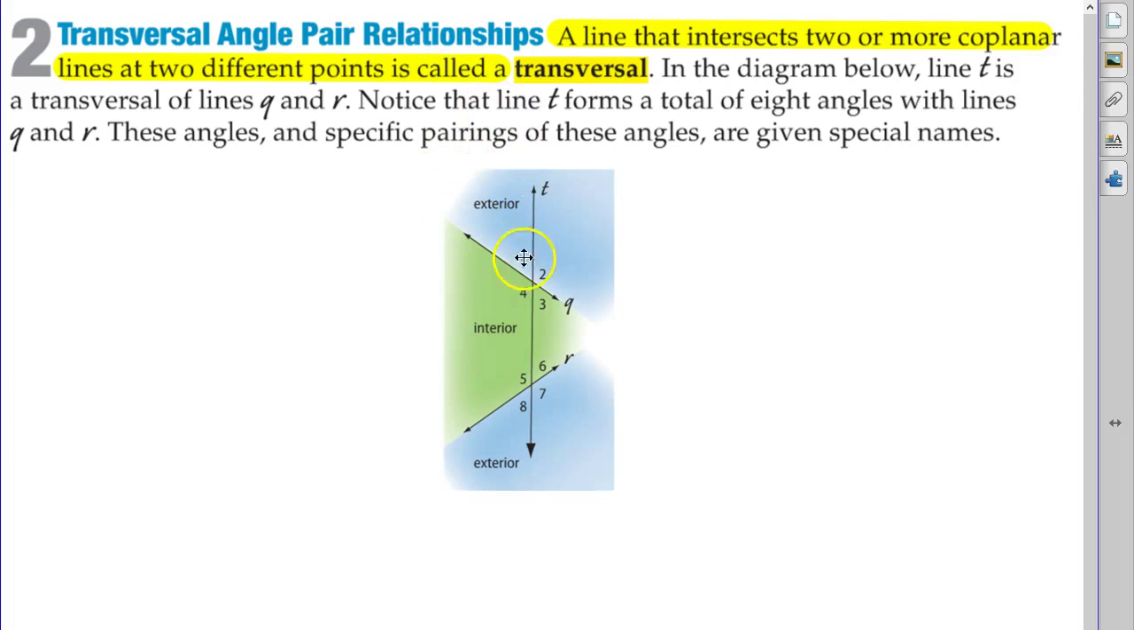Okay, so in the drawing here, T is the transversal, and it crosses through the lines Q and R. The first thing it does is create some angles for us. The angles between the two lines that the transversal crosses are called interior angles. The ones outside are called exterior angles. When we say interior or exterior, those are with reference to the two lines that cross the transversal.